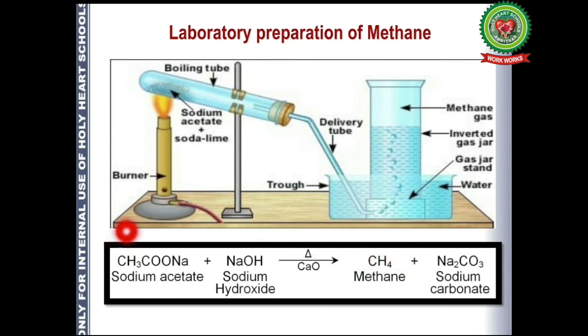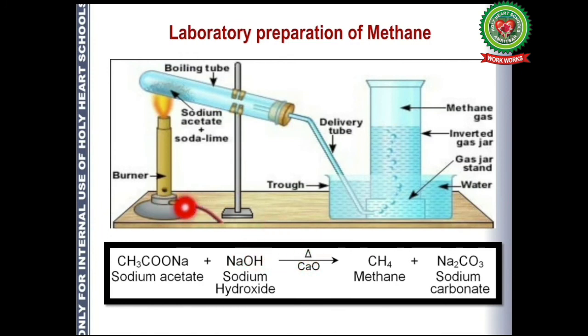Methane has CH3, and CH3 is coming from the alkyl group present in the salt. So if we want a higher member, supposing we want C2H6, we are going to use C2H5 here. Ethyl group will be used here. Now NaOH and calcium oxide, the two together, are known as soda lime. Why do we not use only sodium hydroxide? Why are we using the combination? Because sodium hydroxide is deliquescent in nature. It will absorb moisture. So therefore, to avoid that, the mixture of NaOH and CaO is used.